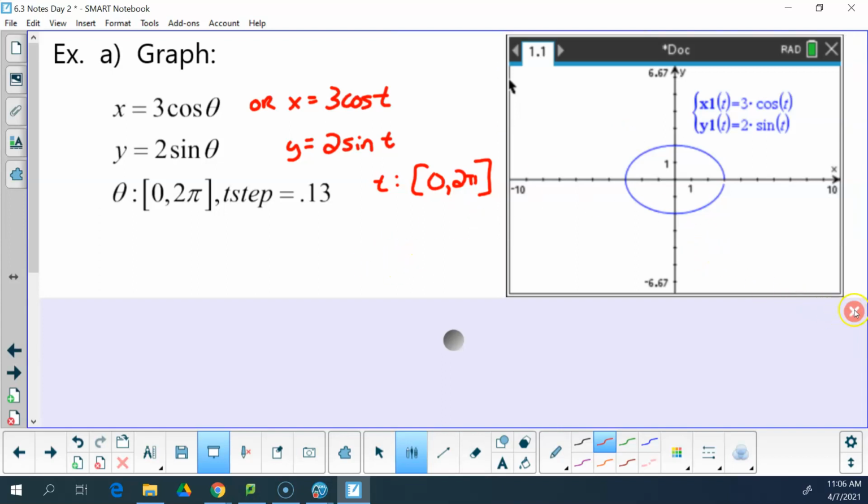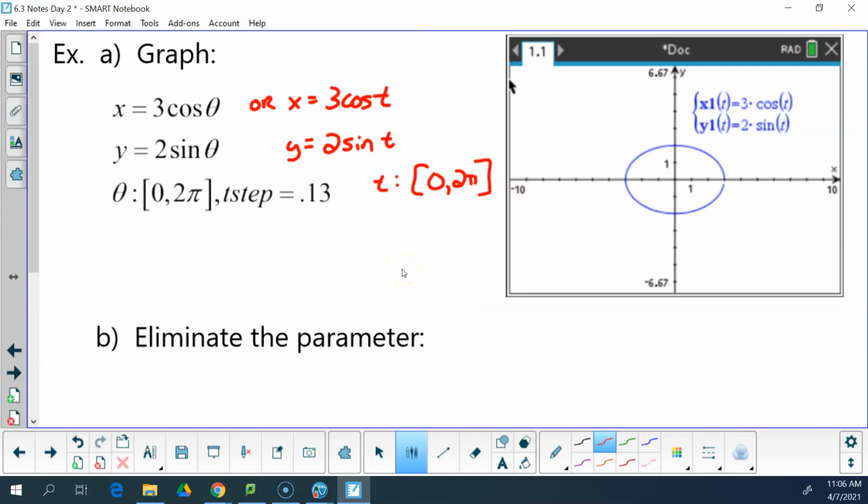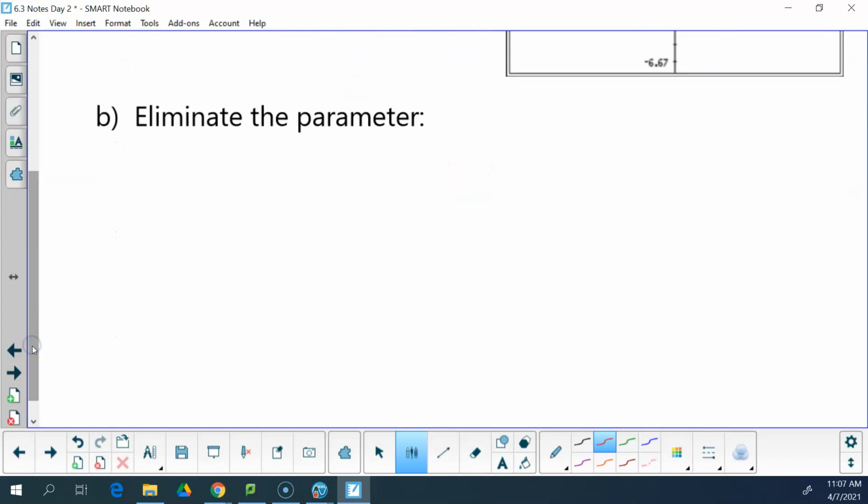Now, what I would like you to do with that same problem is attempt to eliminate the parameter. And we'll actually do this one together, I think. Sounds like a good plan. What do you think, Emmy? Do this together? Yeah, sounds like a great plan. So the first thing is, we had x equaling 3 cosine of t, and we had y equaling 2 sine of t.